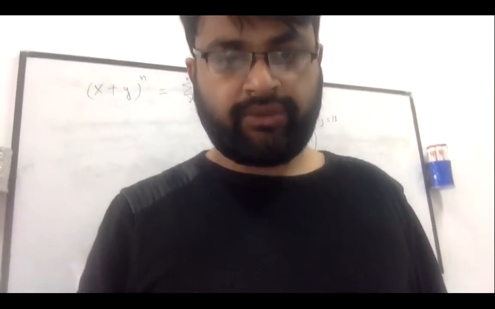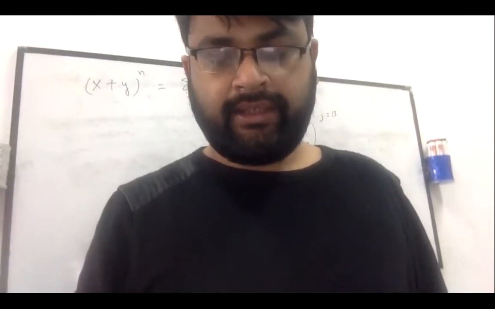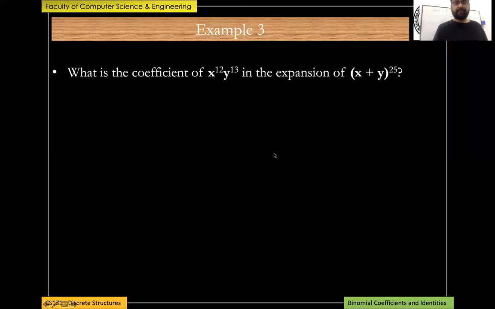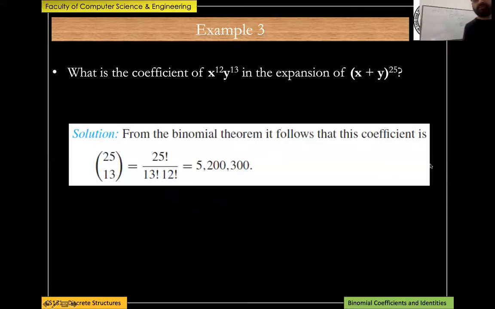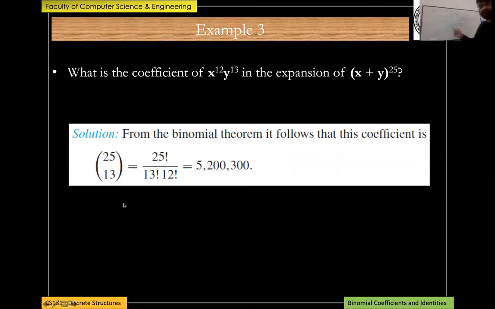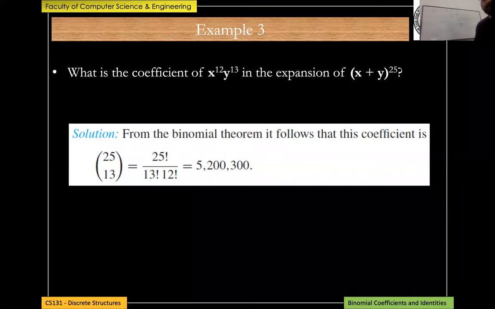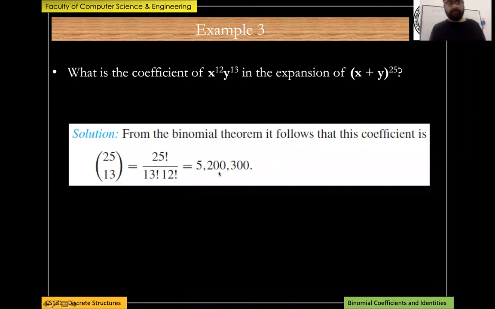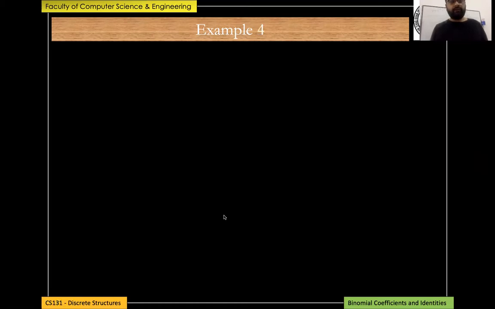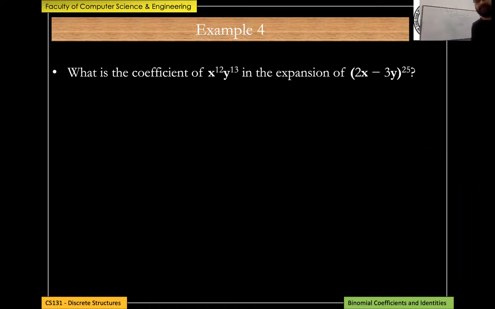So if you go back to the question and see what it's asking, it's the same thing. From the binomial theorem, it follows that this coefficient is 25C13 or 25C12. It's basically the same, just the order will change, and the answer is 5,200,300. So let's talk about the next example, which is example 4.